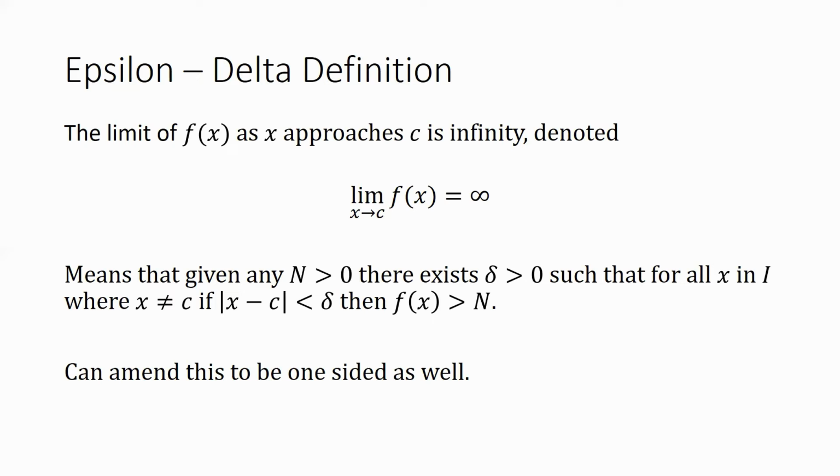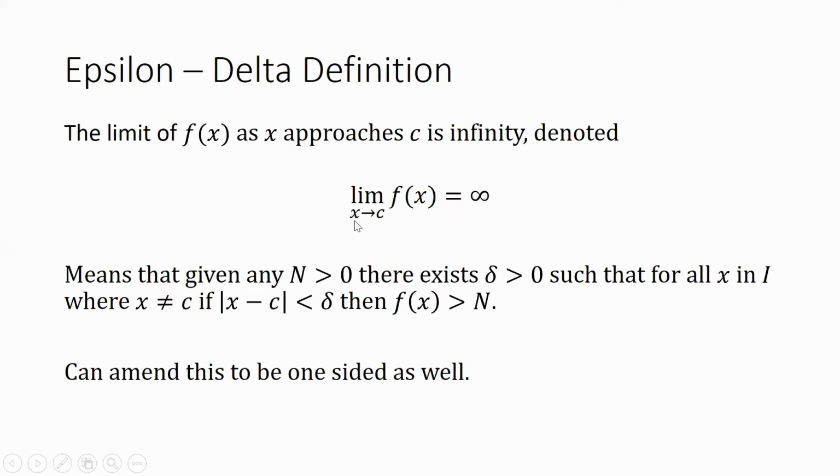We are not going to deal with the epsilon delta definition of limits going to infinity, but I at least wanted to present it because it is different from the epsilon delta definition of the limit, because we don't have any epsilon greater than 0. We have some large number greater than 0, and we're saying the outputs just keep getting bigger than that large number for sufficiently close inputs.